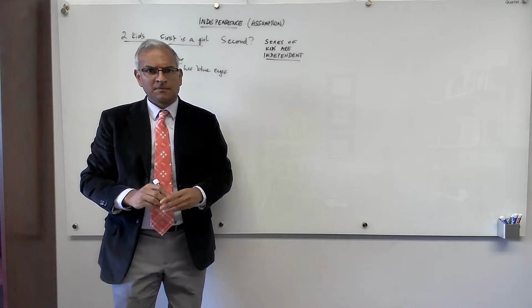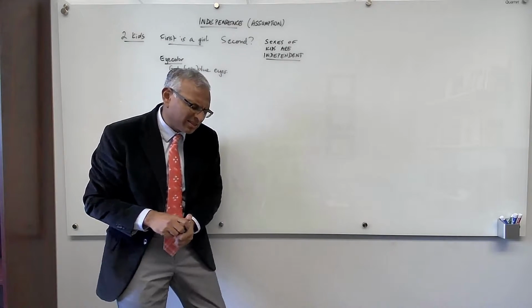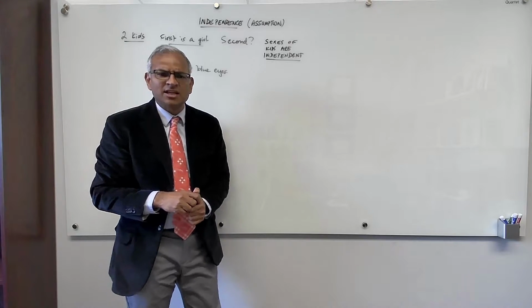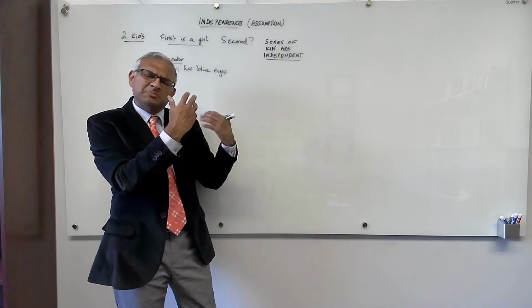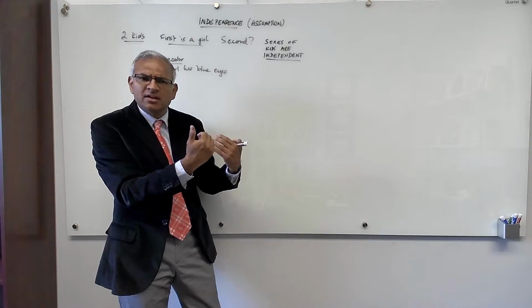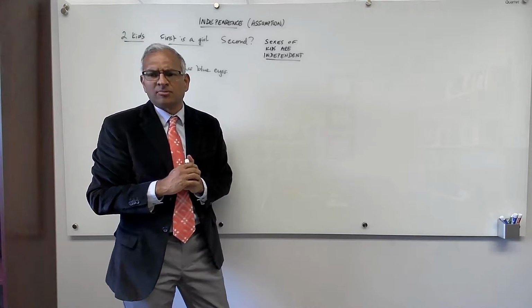What about the second kid? Does the second kid have blue eyes or not? And now you might think, I'm going to guess that the second kid has blue eyes. Why? Because if the girl has blue eyes, probably the parents have blue eyes and eye color is inherited. And so that suggests that the second kid also might have blue eyes.